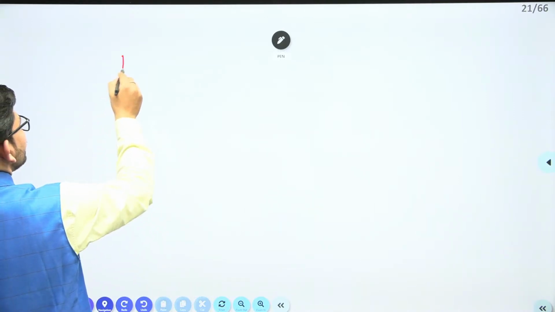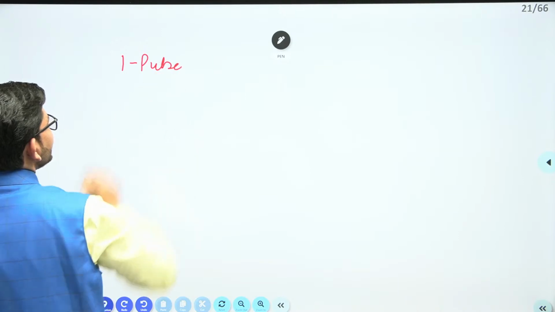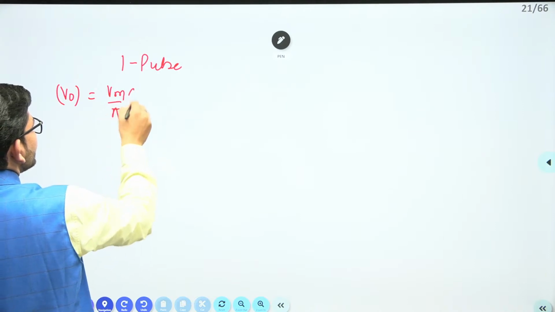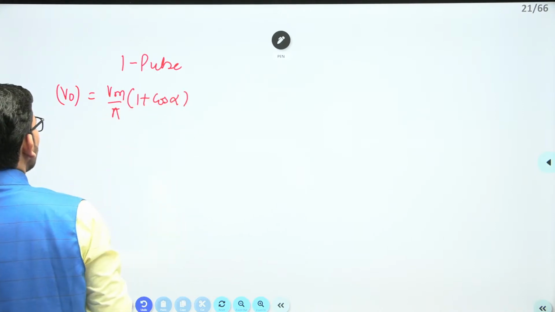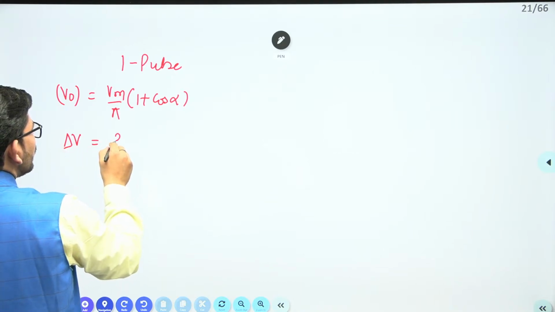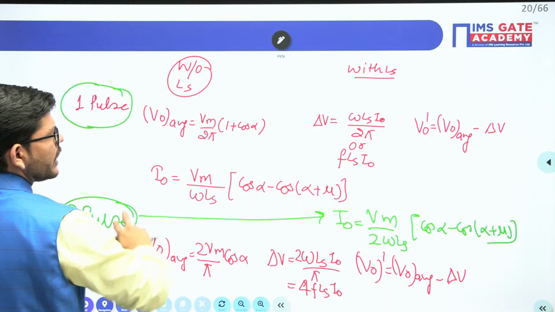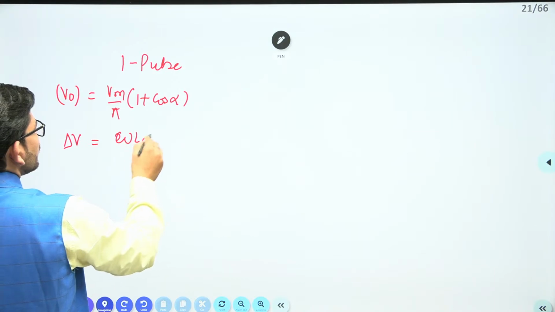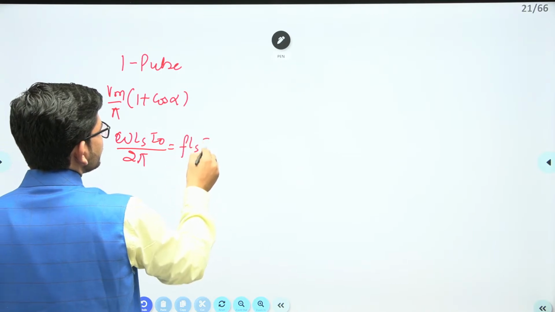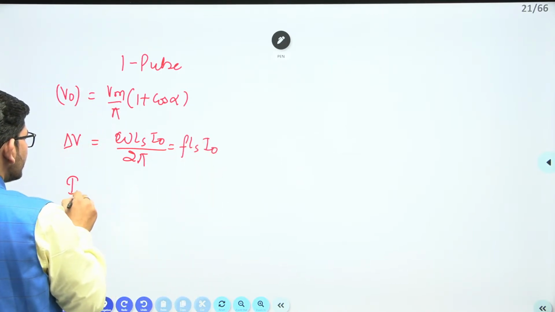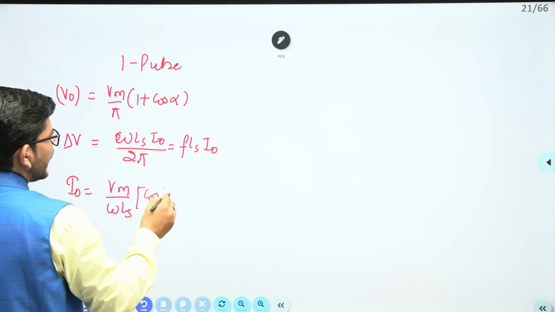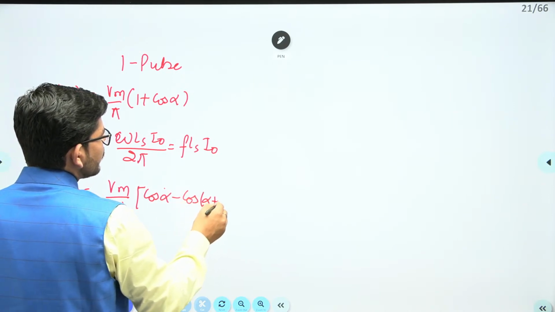For single pulse converter, what is the average output voltage? It is Vm by pi into 1 plus cos alpha. What is the net reduction? The net reduction here is omega Ls I naught upon 2 pi, which is equal to f Ls I naught. And the current expression here is Vm upon omega Ls into cos alpha minus cos alpha plus mu.